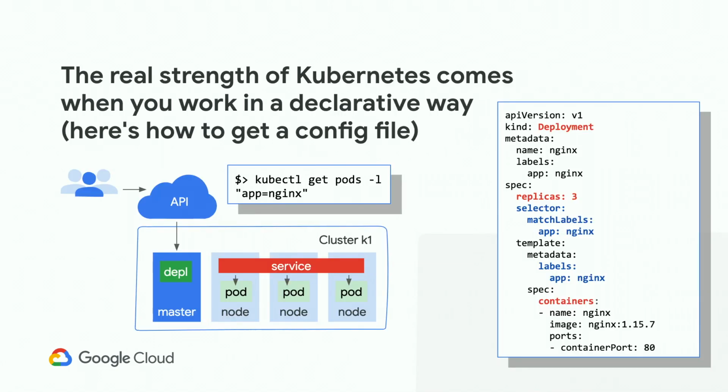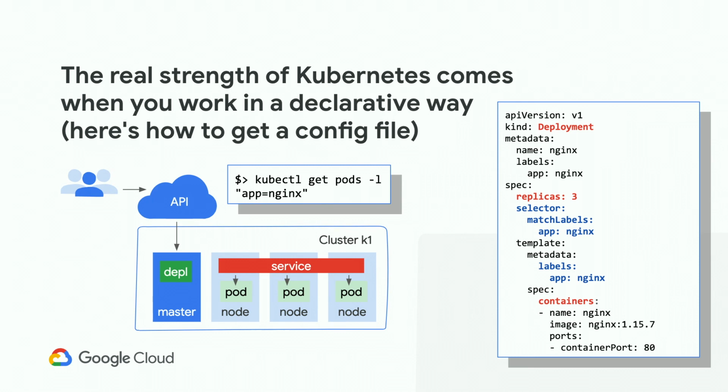But the real strength of Kubernetes comes when you work in a declarative way. So there is a YAML file. That's the way that you can do a lot of changes all at the same time. So you bring up a recipe and then show it to Kubernetes. Hey, Kubernetes, help me to do something. And then you can just easily load that, and then it will just start to do something.